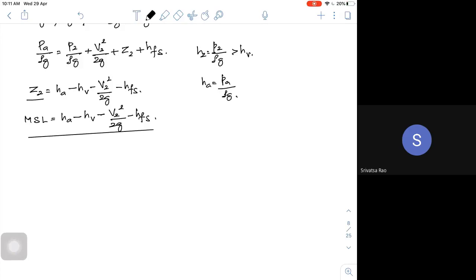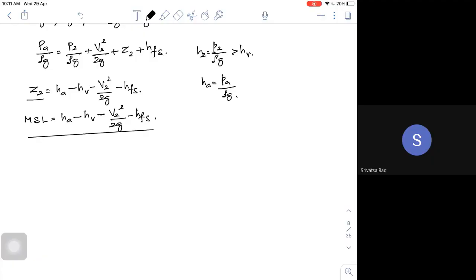I don't have any control over HA because that will always be atmospheric. But what happens to atmospheric? Can this HA change? Say if I try to place my pump at sea level or at so many 1,000 feet above sea level.